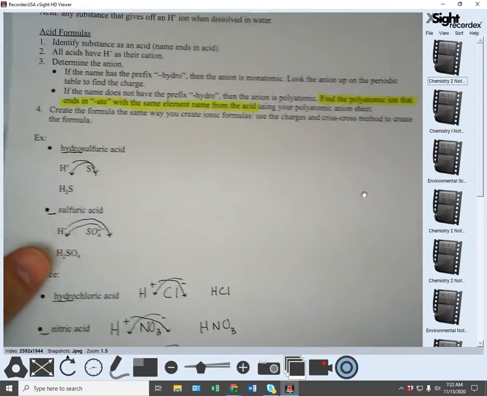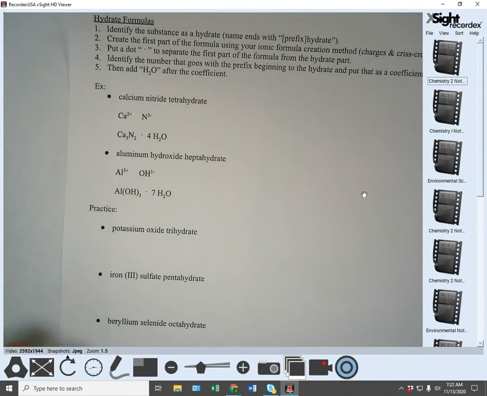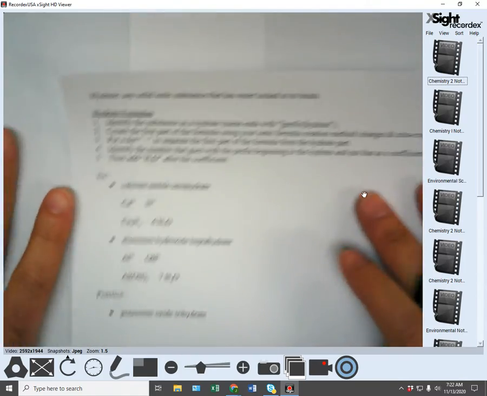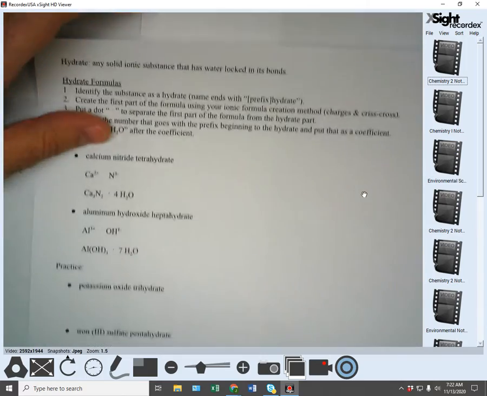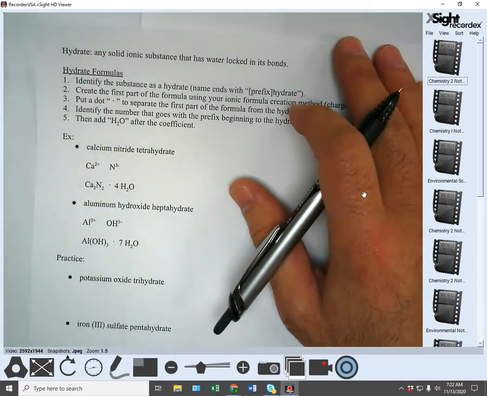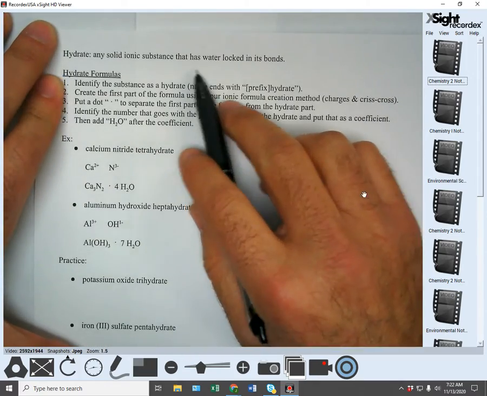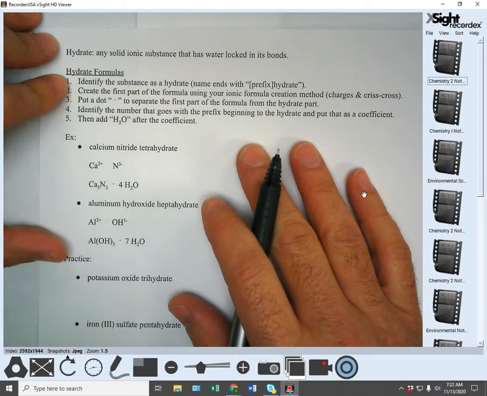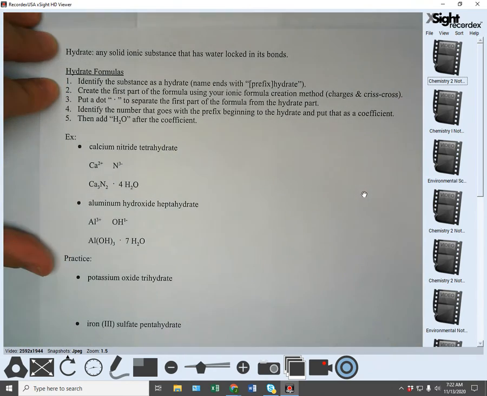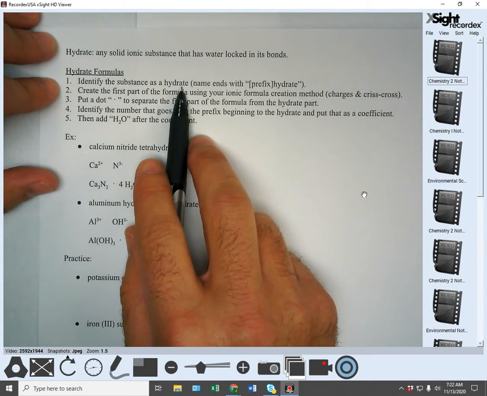Now I'm going to go to the hydrate part of the notes, which is the back on yours. All right. A hydrate is any solid ionic substance that has water locked in its bonds. I think we talked about that before when we first started going over these. All right. Hydrate formulas. Identify the substance as a hydrate.